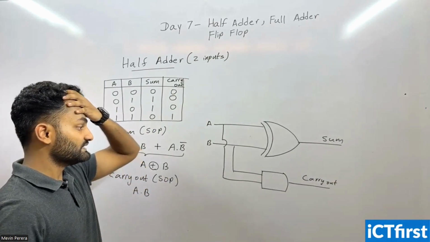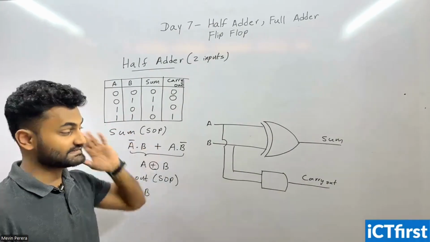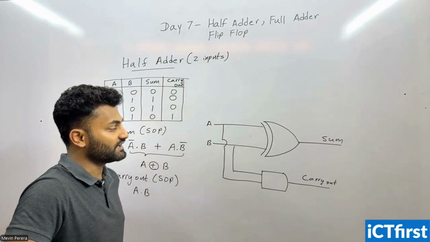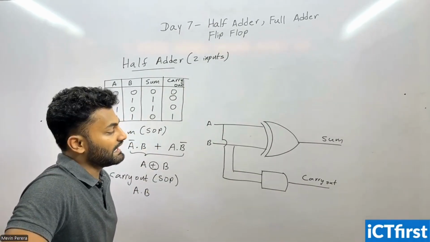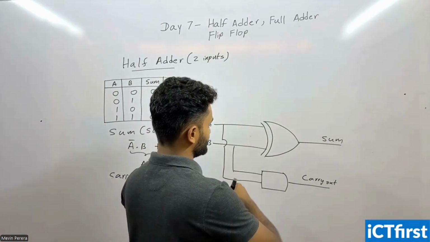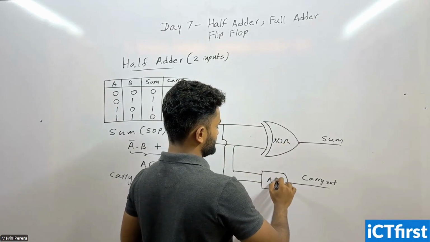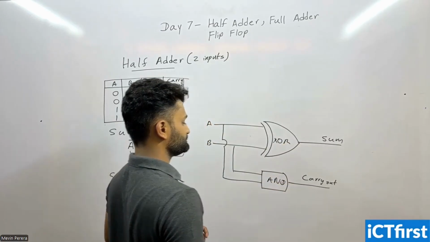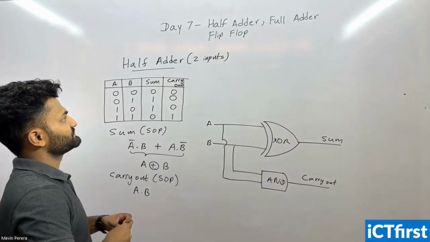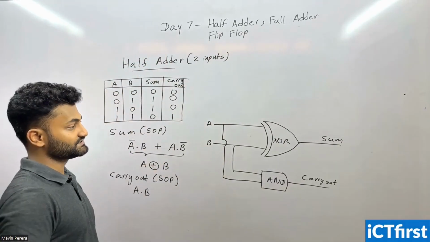So now this is what a half adder circuit looks like. It is joined by an XOR and also an AND gate. We got the XOR gate and also the AND gate. Right? So that is the half adder. Okay, I hope you all understood this one.